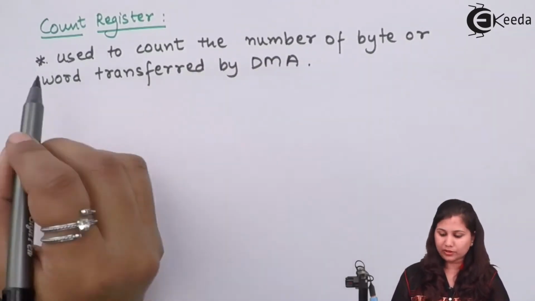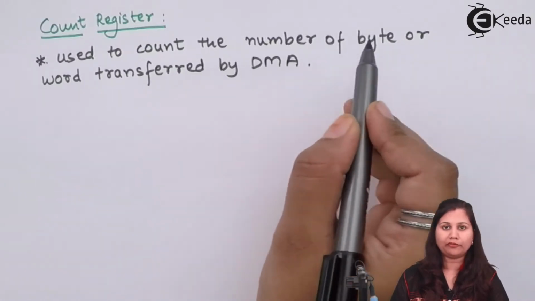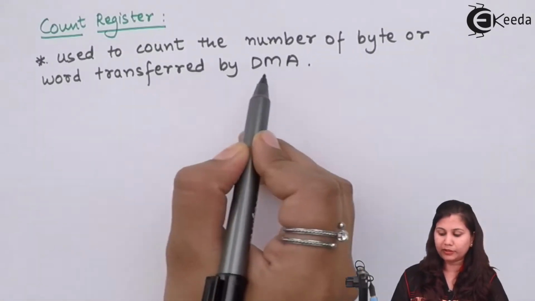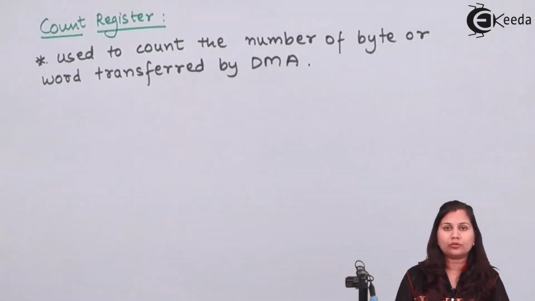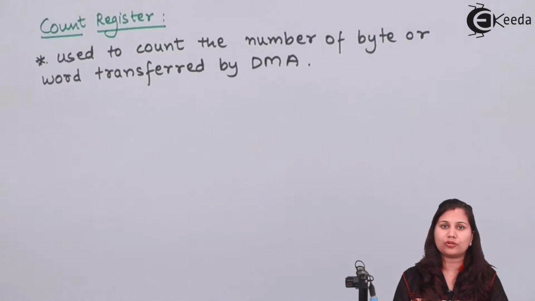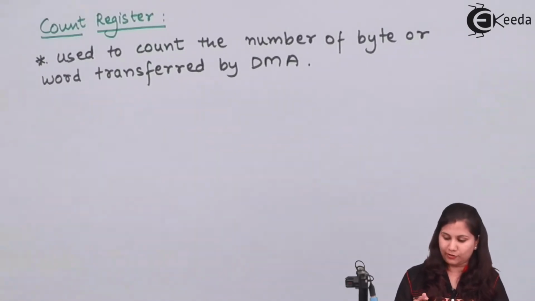The count register is used to count the number of bytes or words transferred by the DMA. Like 128 bytes of data the DMA wants to transfer. For every byte which is transferred, the count register will hold how much data has been transferred by the DMA, so that the DMA gets an idea that this much is transferred and this is the remaining amount which it has to transfer to the destination.